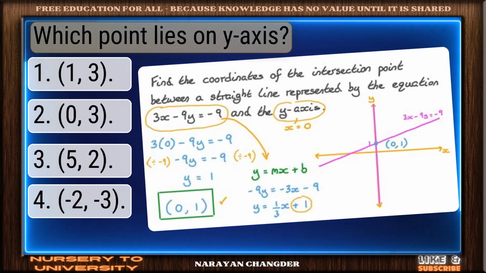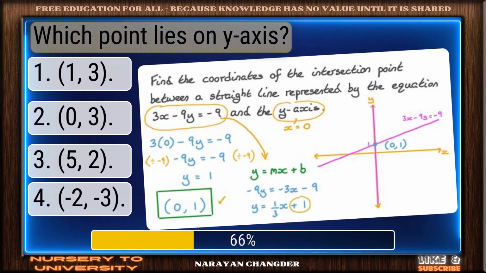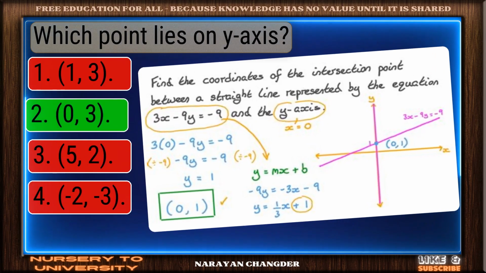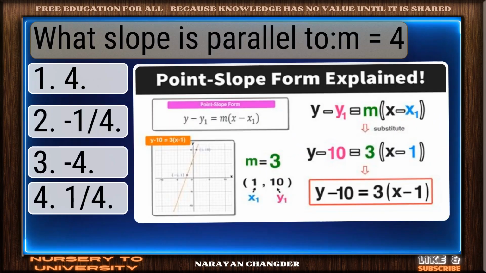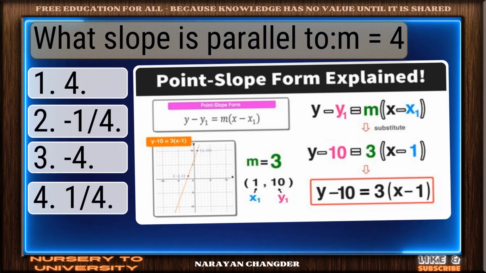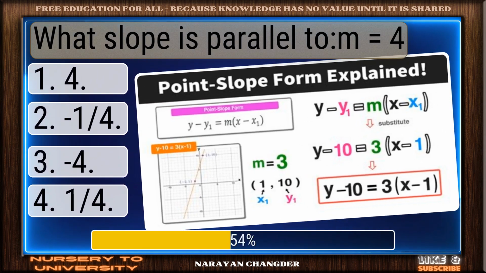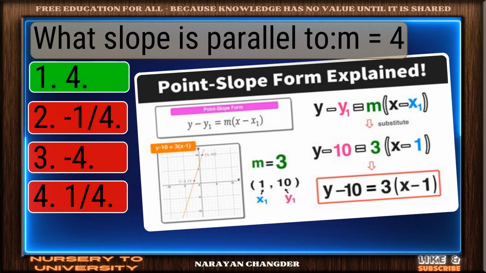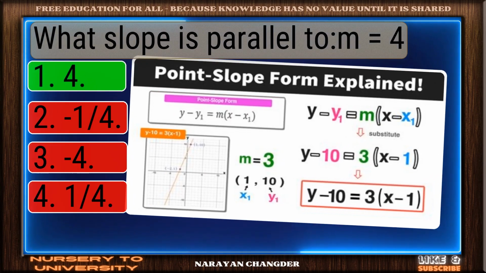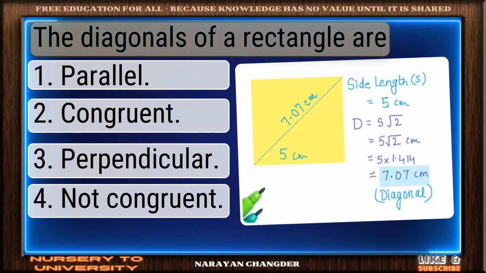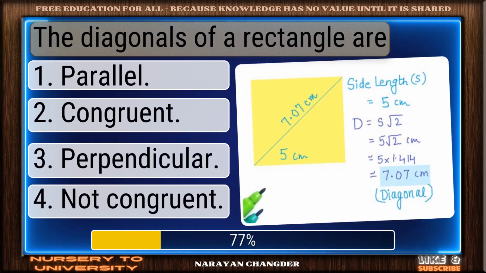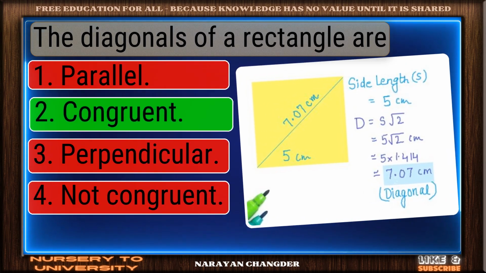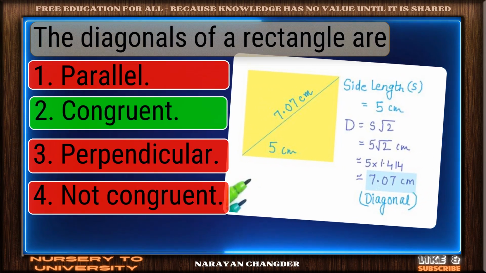Which point lies on y-axis? Excellent. Is well reasoned. What slope is parallel to y equal to 4x? Perfect. 4 is the one. The diagonals of a rectangle are? Great job. Congruent is accurate.